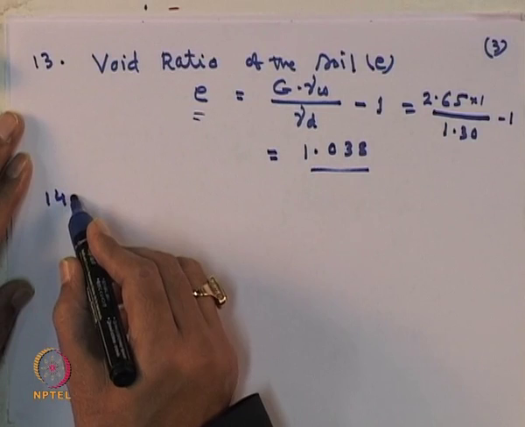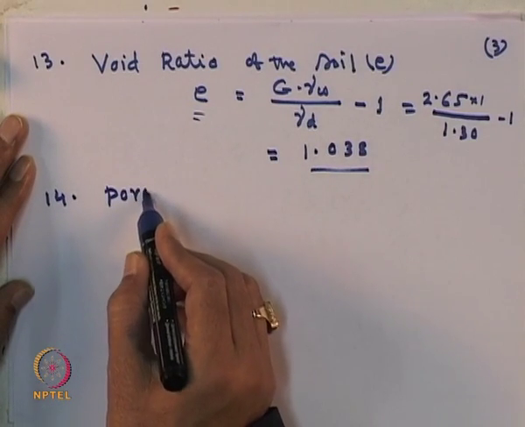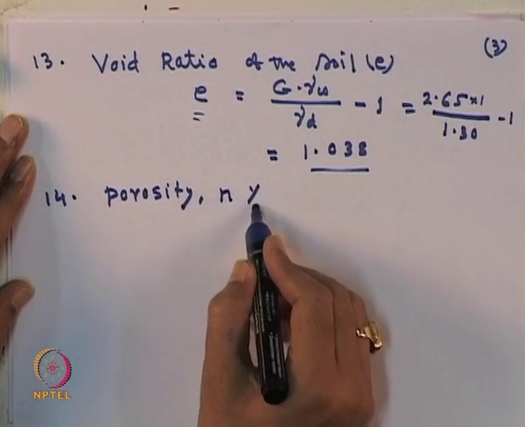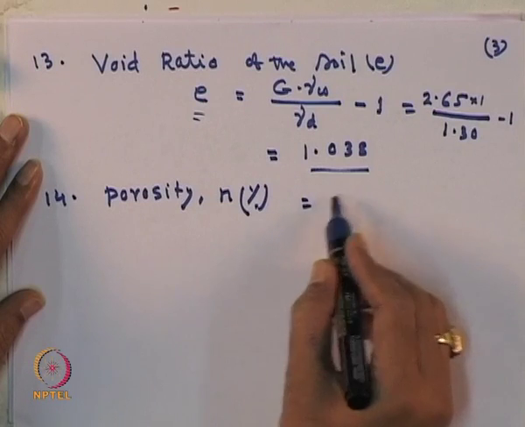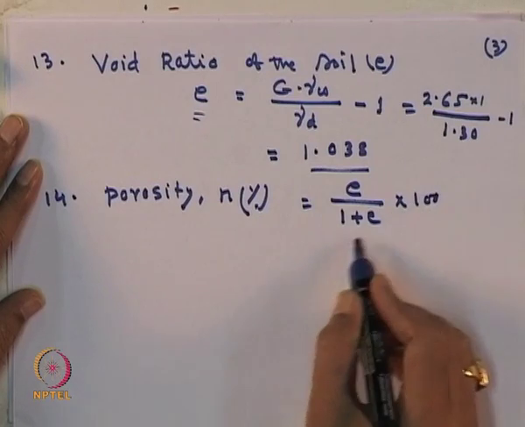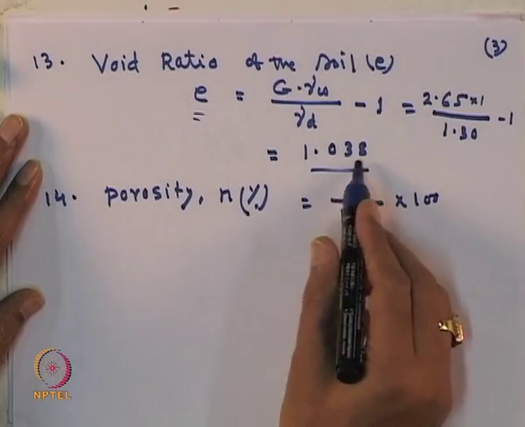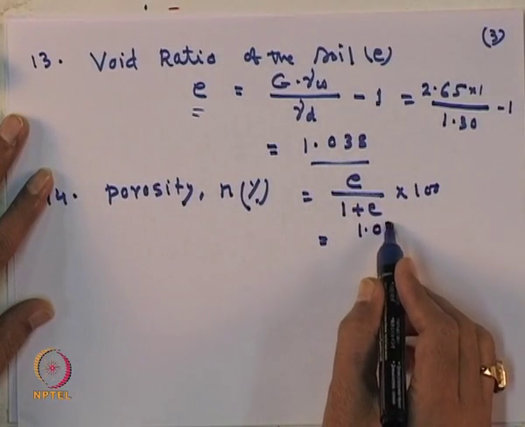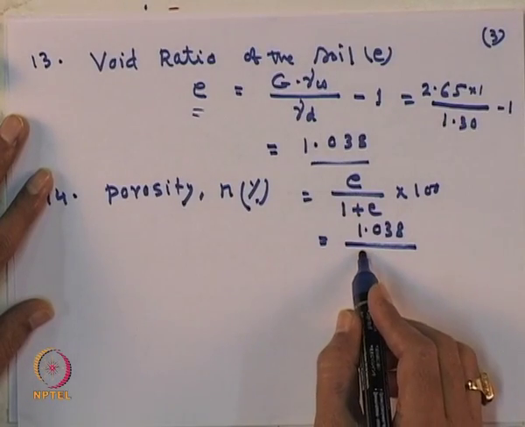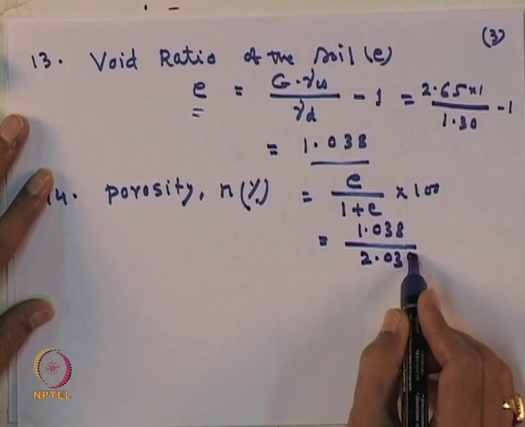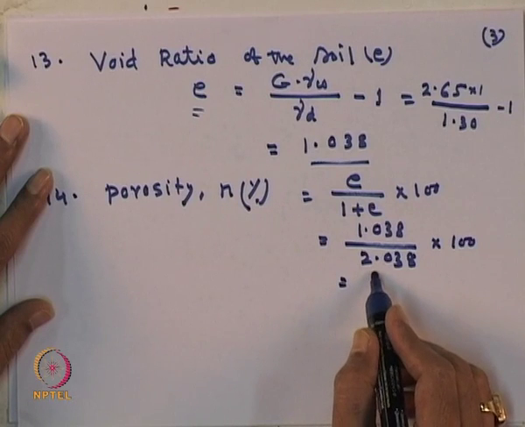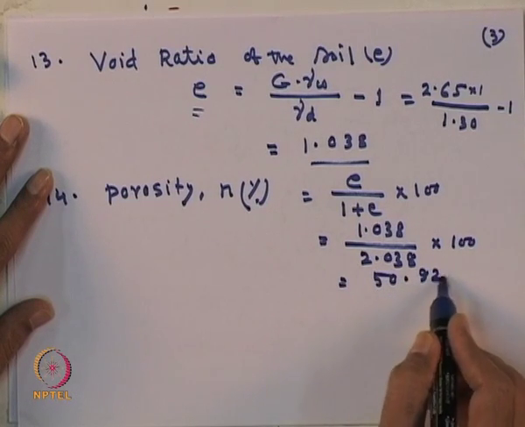Then you calculate the porosity, designated as n, and the unit is percentage, that is e divided by 1 plus e, into 100. The e value you know is 1.038, divided by 1 plus e, that means 2.038, into 100. So, this will be about 50.92%.